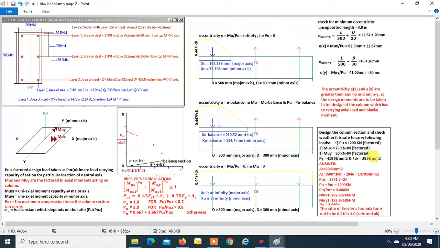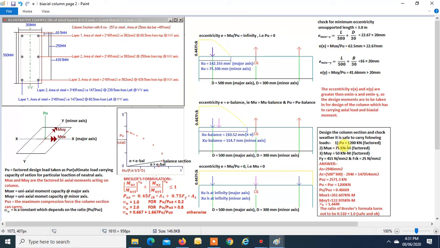So the first step is we have to check whether these moments are larger than those due to the minimum eccentricity. If they are not, then we have to take the moments due to the minimum eccentricity. Now let us check. Check for minimum eccentricity. Unsupported length is 3 meters. So e minimum x is L by 500 plus D divided by 30. D is 500. We get 22.67, which is greater than 20 mm. So e minimum x is 22.67 mm.